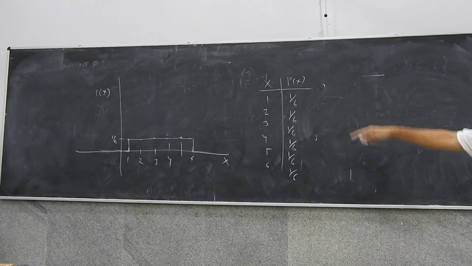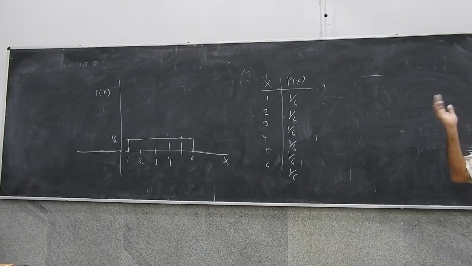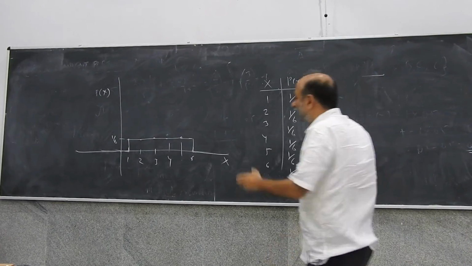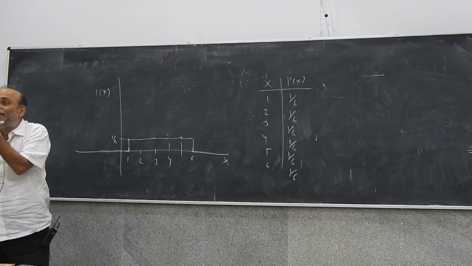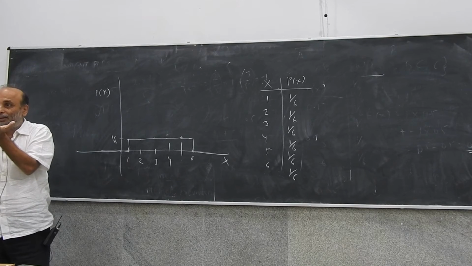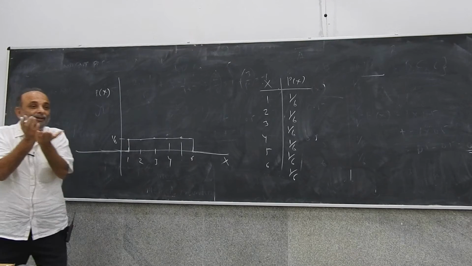What is one endpoint here? 1. What is the second endpoint? If you add them up, what do you get? Divide by 2, what do you get? Which was what? The expected value of the random variable. So the expected value of the random variable in this case is somehow the center of gravity of the distribution. The center of gravity of the distribution.